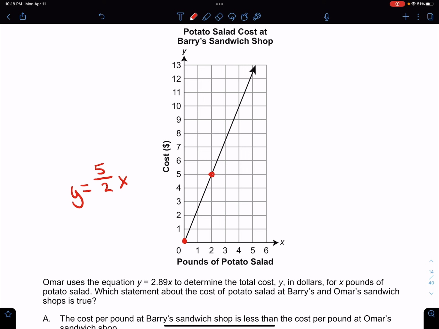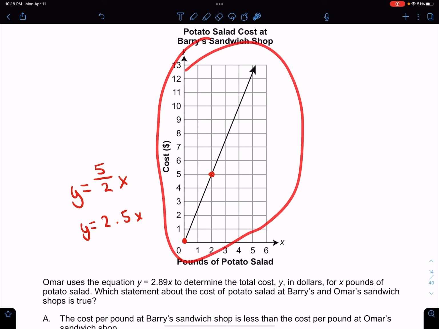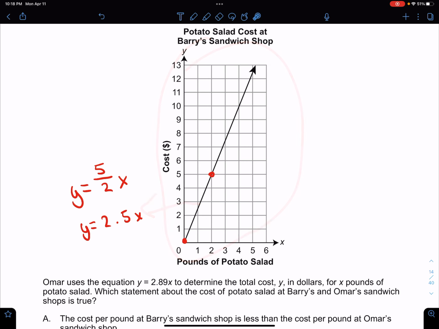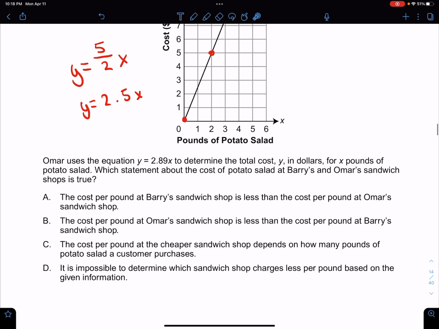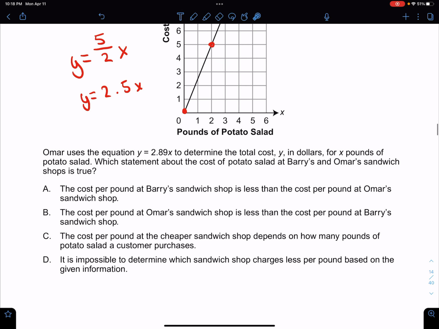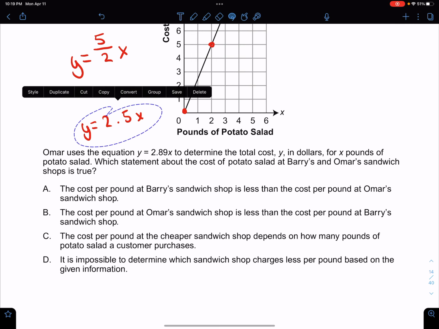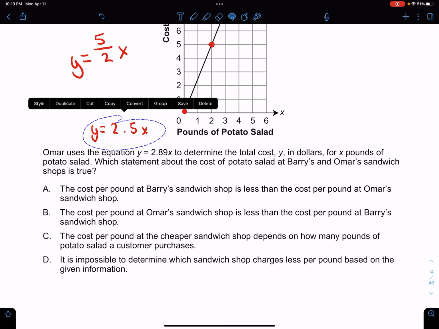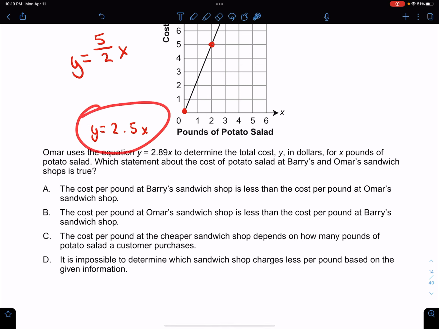Okay, I can also write 5 divided by 2 as 2.5x, right? So all I did was take this graph and turn it into an equation like that. Now it says, which statement about the cost of potato salad at Barry's and Omar's sandwich shop is true? Okay, so here's what I got. I have Barry's equation right here, and I have Omar's equation right here.